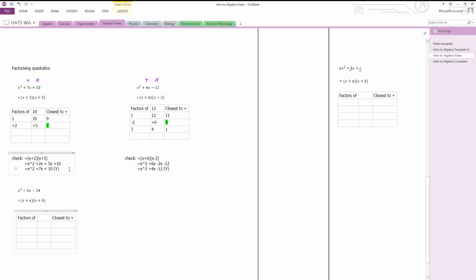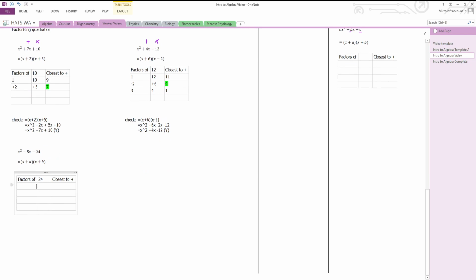So factors of 24 in this case, remember we're looking for the last number. If we have factors of 24, we could have 1 and 24, or 2 times 12, or 3 times 8, or 6 times 4. We need these to add up to -5.